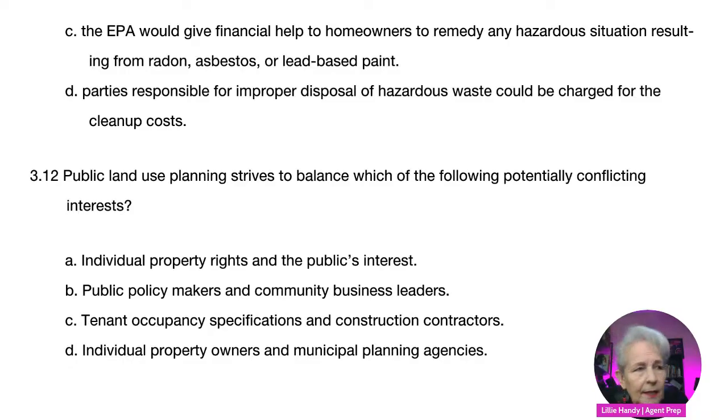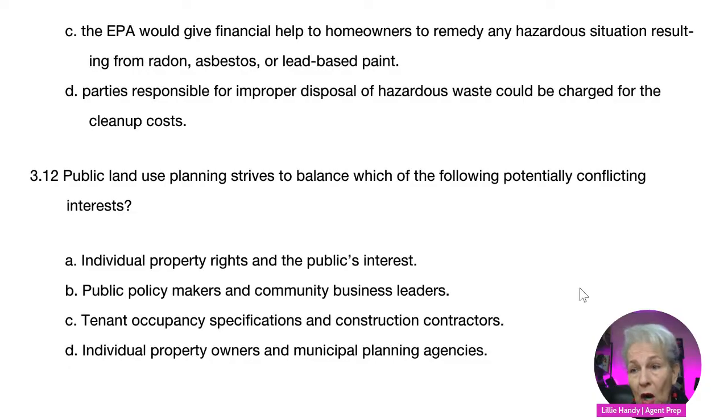C, tenant occupancy specifications. Well, tenants are having to rent what's already existing, right? So the answer is A, individual property rights and the public interest. Individuals have property rights on their land, but it also has to make sure that there aren't any conflicts that impact the interest of the public to use land.